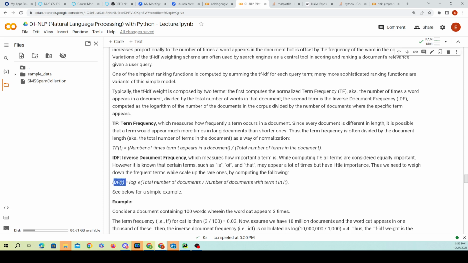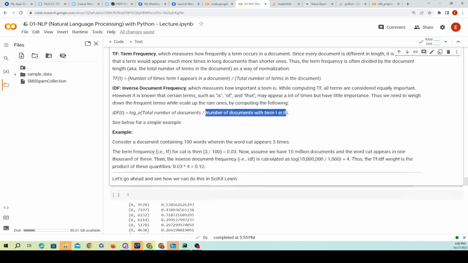And so this is the inverse document frequency. This is how we calculate it. We take the log of the total number of documents, so that's how many documents we have, in our case the number of messages, divided by the number of documents with the term T in it. So we practically look at how many documents actually have this word, and that's going to determine the weight value. How important is this word to the entire document? So that's practically what this is doing.